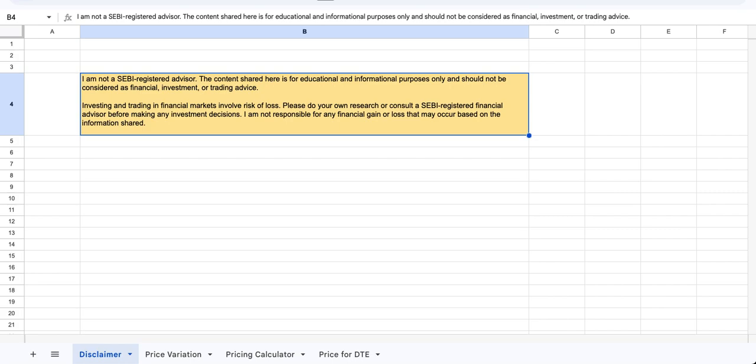There are actually different mathematical models to calculate the option prices. The most common is the Black Scholes pricing model. I have written down the formula in the spreadsheet so that you can pause the video and quickly take a look. I'll just show it to you.